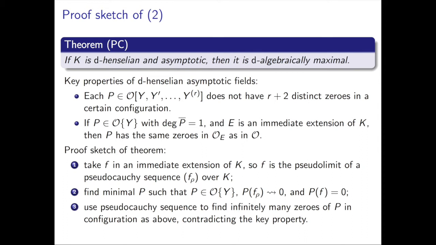Then the third step is to use this sequence to find infinitely many zeros in the configuration as above. So this key property is built in such a way that, when you go along the sequence, if you could get that this degree equals 1 eventually, you would be able to find infinitely many zeros in this configuration, which is the problem.